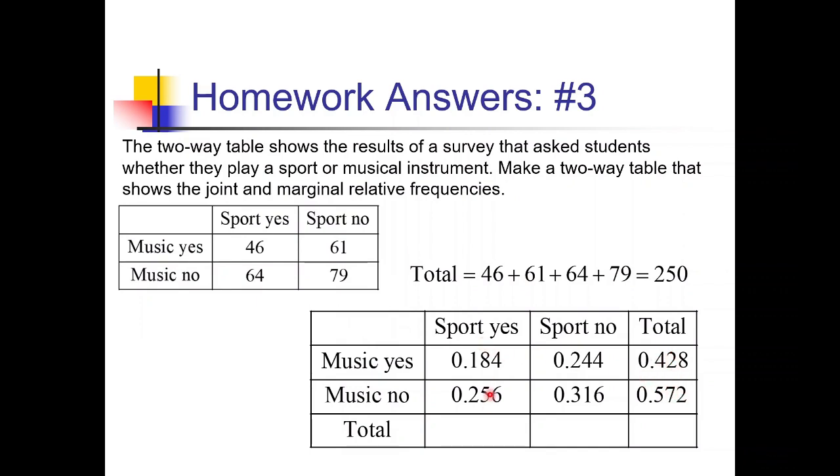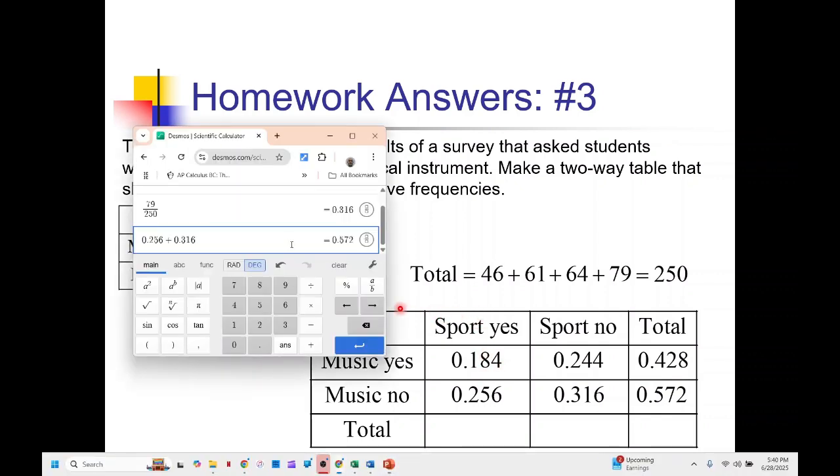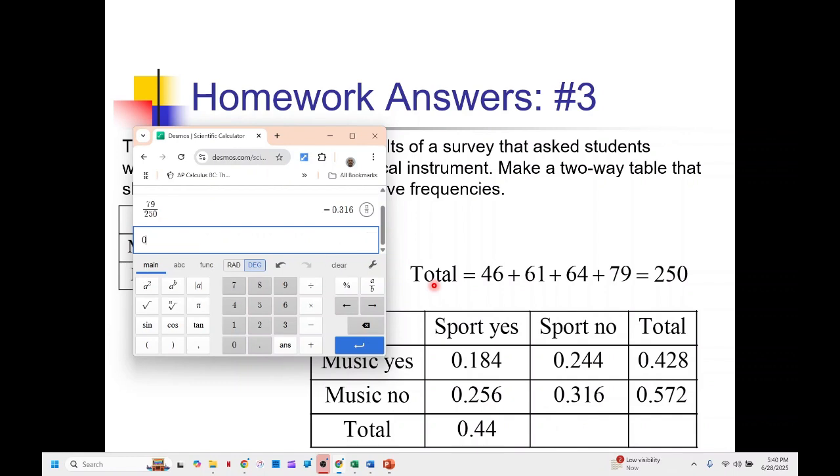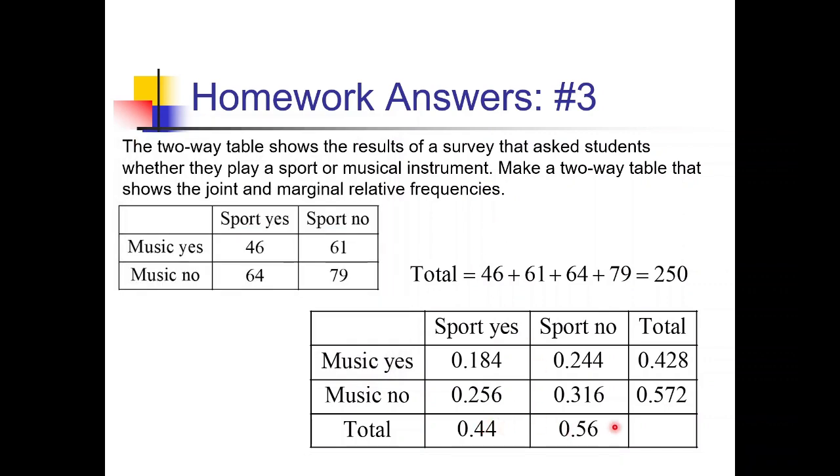Let's add vertically now. So we've got 0.184 plus 0.256, which comes out to 0.44. And then over here, I'm expecting this to be 0.56, but let's make sure. 0.244 plus 0.316 is 0.56. And if we add these either horizontally or vertically, either way it should come out to 1.